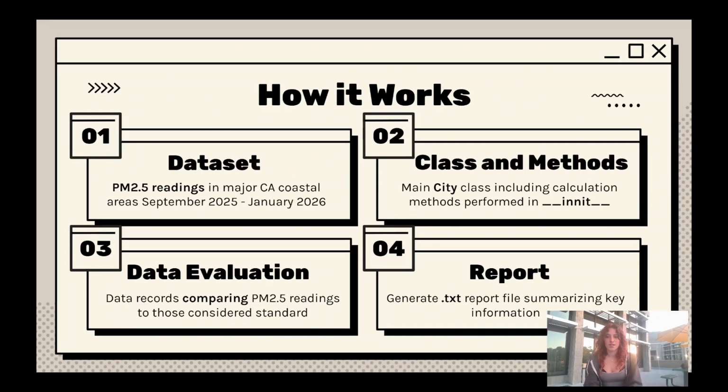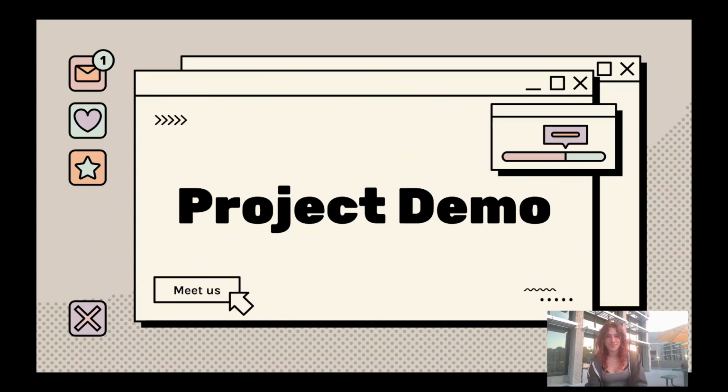How it works. Our project uses a data set, which includes PM 2.5 readings in major CA coastal areas. Class and methods. Our main city class includes calculation methods performed in our init method. Then data evaluation. It records and compares PM 2.5 readings in various coastal cities, and then it reports a .text file summarizing key information. Let's begin the project demo.